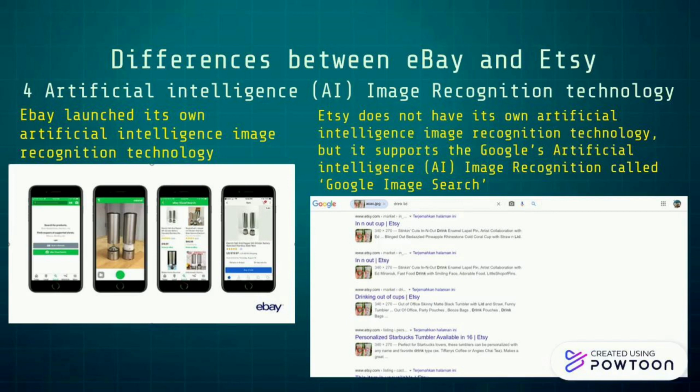Google's AI image recognition called Google Image Search. Google Image Search allows the user to search for the products they want by taking a picture of what they are looking for, and all the items that match the image will appear, including the products from Etsy. The users can click on the items and they will be automatically redirected to the Etsy market page.